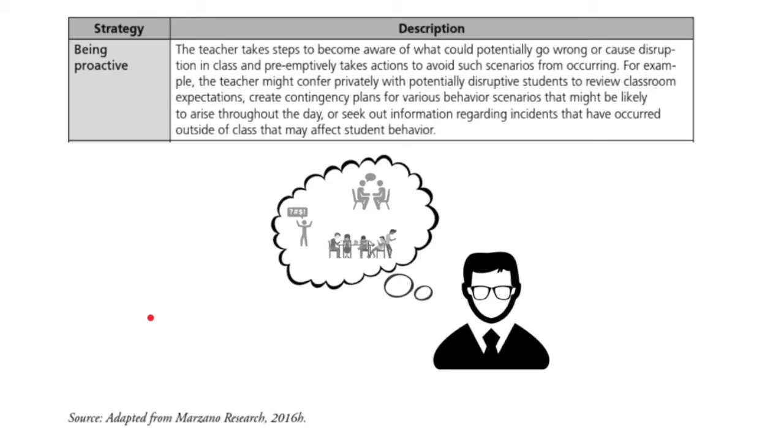So one strategy for being with it or demonstrated with-itness is just this: being proactive. We need to take steps to become aware of what could potentially go wrong and cause disruption, and then preemptively take action to avoid those scenarios.